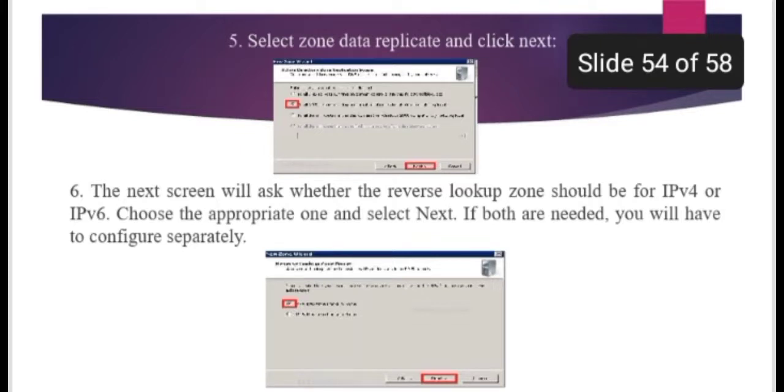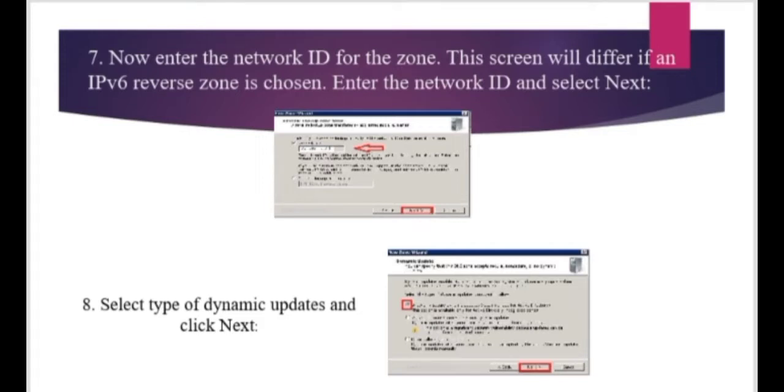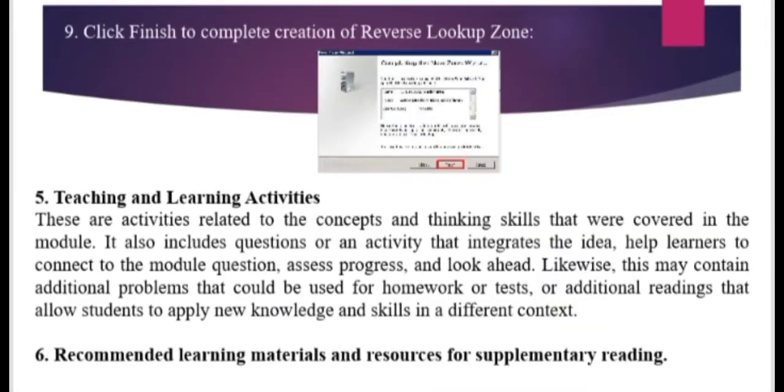6. The next screen will ask whether your reverse lookup zone should be for IPv4 or IPv6. Choose the appropriate one and select Next. If you need both, you will have to configure them separately. 7. Now enter the network ID for the zone. The screen is different if an IPv6 reverse zone is chosen. Enter the network ID and select Next. 8. Select the type of dynamic updates and click Next.